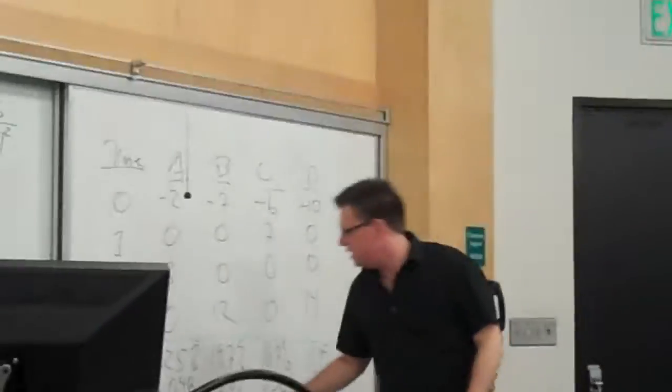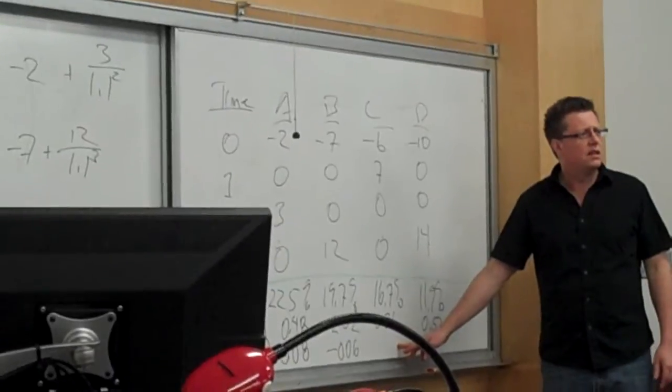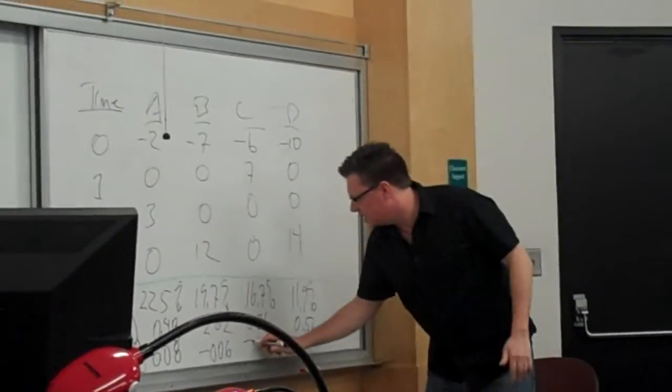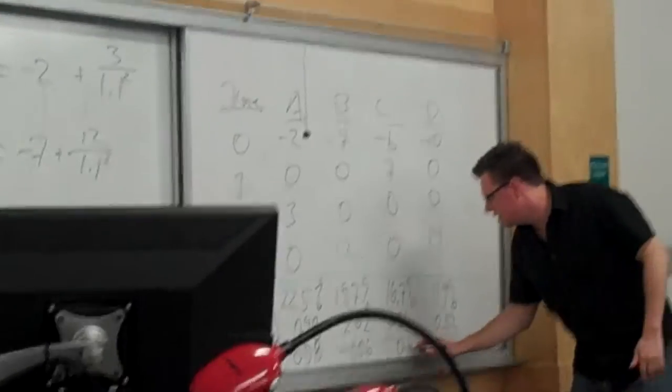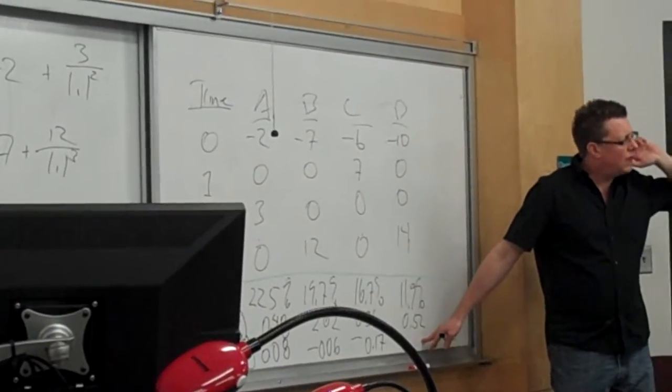Worth of asset B, 0.06, minus 0.06. Present worth of asset C, what is it? Negative 0.17. And for asset D, minus 1.9.